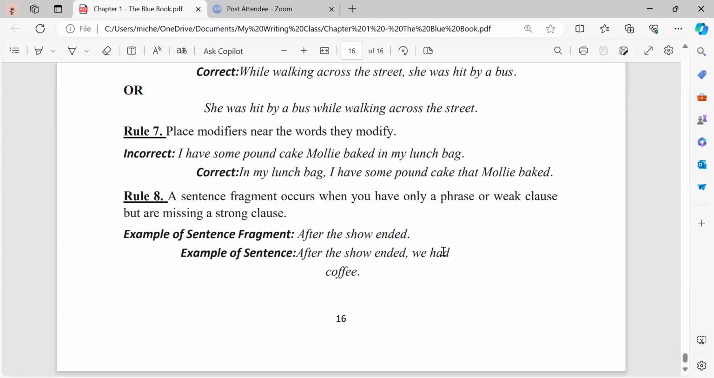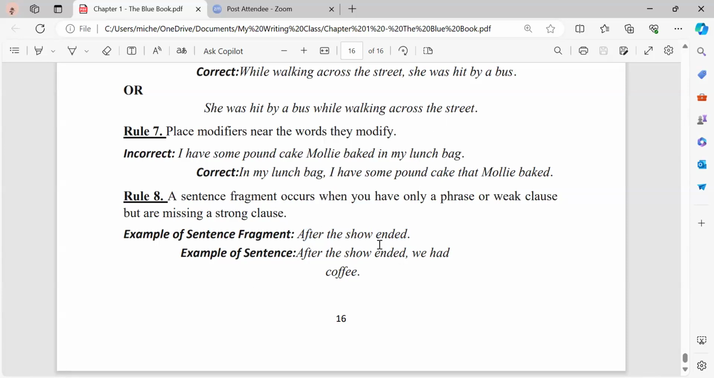And then for rule number 8, we have the sentence fragment, of course, when you have only a phrase or weak clause but are missing a strong clause. So an example of a sentence fragment: after the show ended. This is not a full sentence because if you just say the show ended, then yes, it is a full sentence. But since we add the word after, now this is a fragment. This is a really weak clause and it cannot stand on its own.